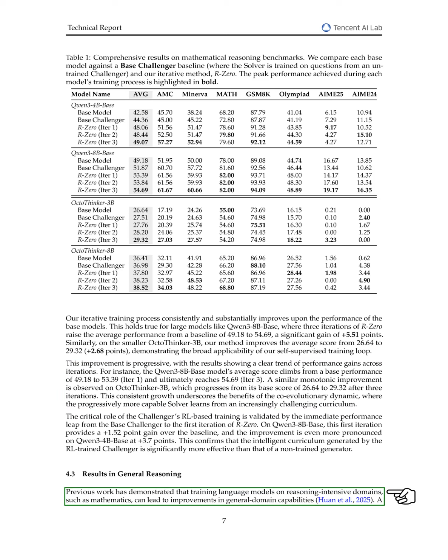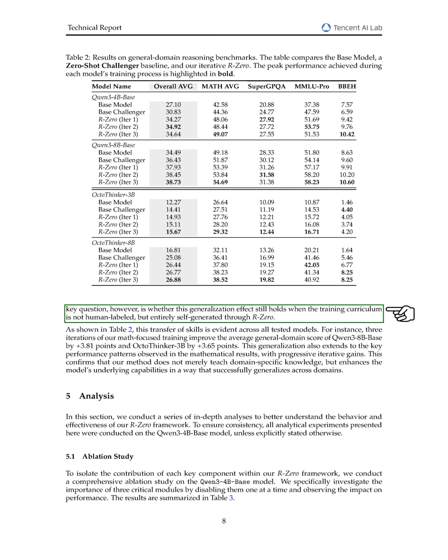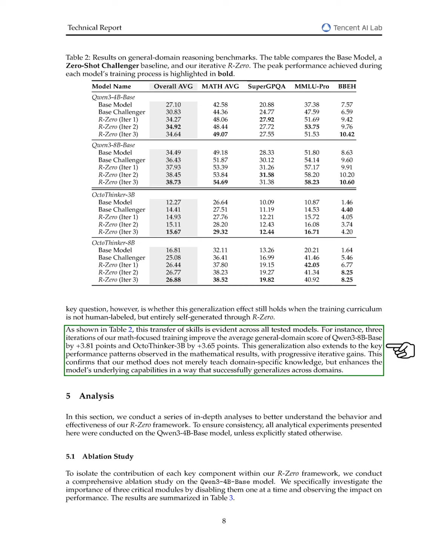In terms of general reasoning, previous studies have shown that training on reasoning-intensive tasks like math can enhance general capabilities. We investigate whether this effect persists when the training is entirely self-generated through R0. Our results demonstrate that this skill transfer occurs across all tested models, with Qwen3-8B-Base improving by 3.81 points and OctoThinker-3B by 3.65 points after 3 iterations. This suggests that our method not only imparts domain-specific knowledge but also enhances the model's overall capabilities, allowing for successful generalization across different domains.